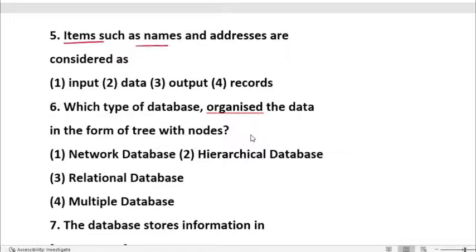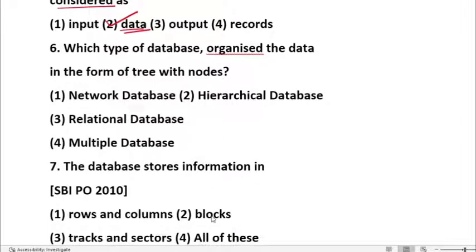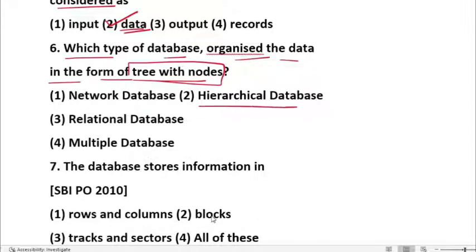Items such as names and addresses are considered as data. Which type of database organizes the data in the form of a tree with nodes? Tree with nodes. It is hierarchical database.